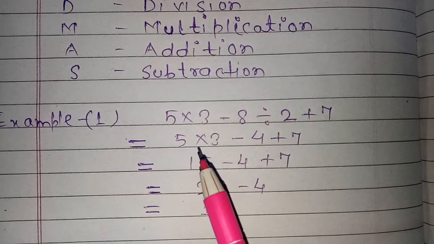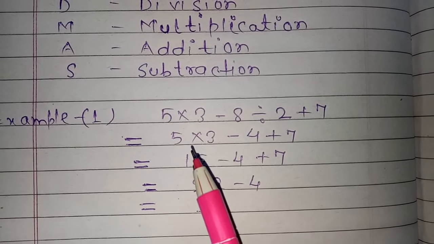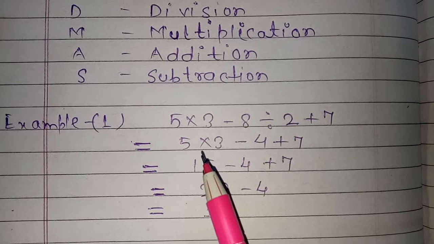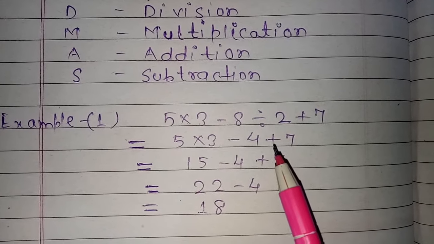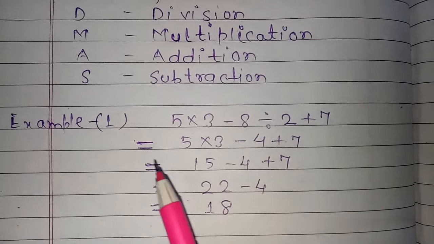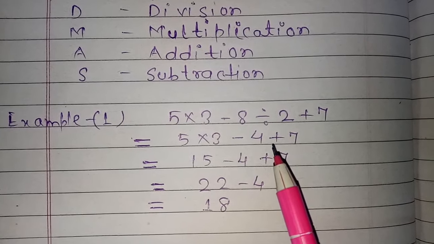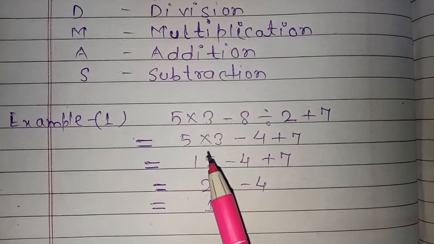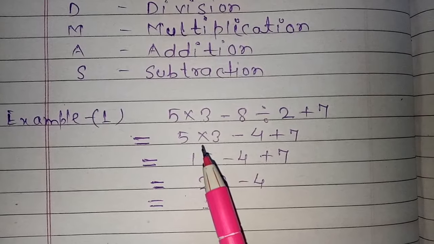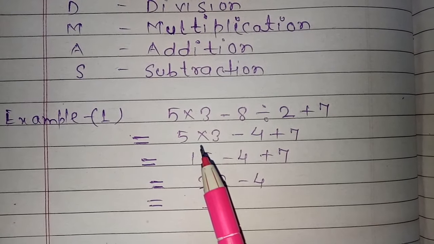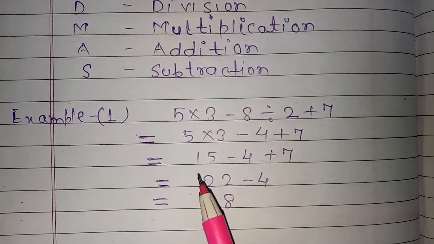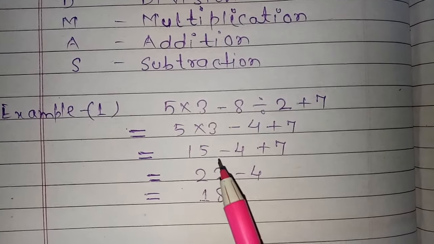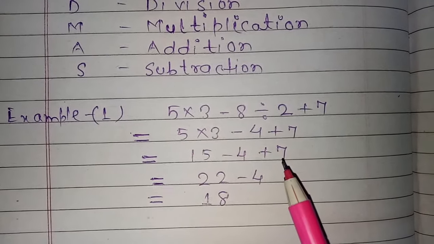Now in the second step, 3 operations are involved: multiplication, subtraction and addition. Among these 3 operations, according to the BODMAS rule, the priority is given to multiplication. So we will do the multiplication. Multiply 5 with 3, we get 15. So this becomes 15 minus 4 plus 7.